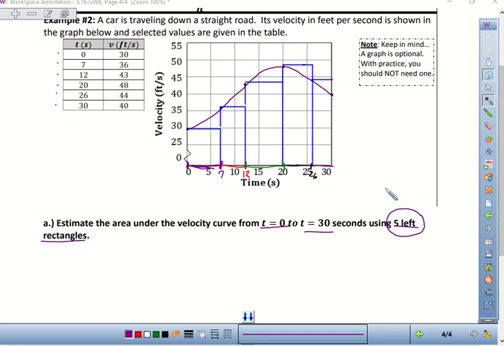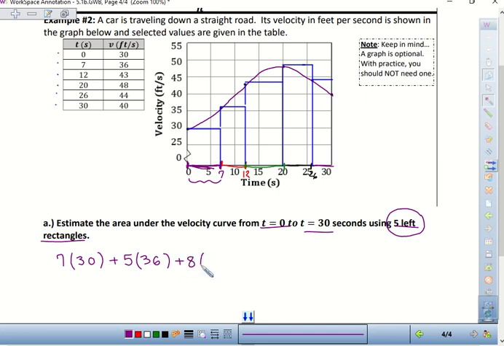So now we're going to calculate our area. What is the width of the first interval? Good. And its height? 30. Good. Plus 5 times 36, plus 8 times 43, plus 6 times 48. Good. And lastly, 4 times 24.